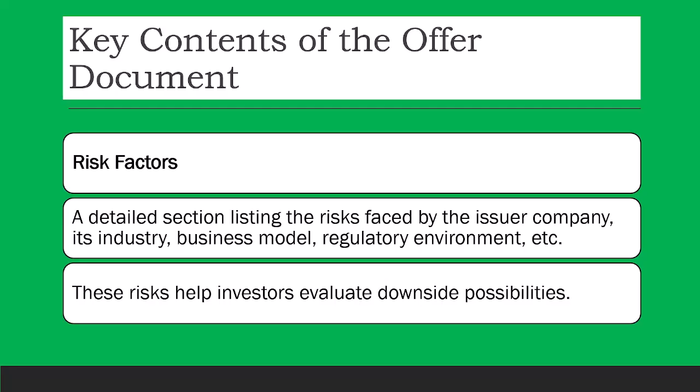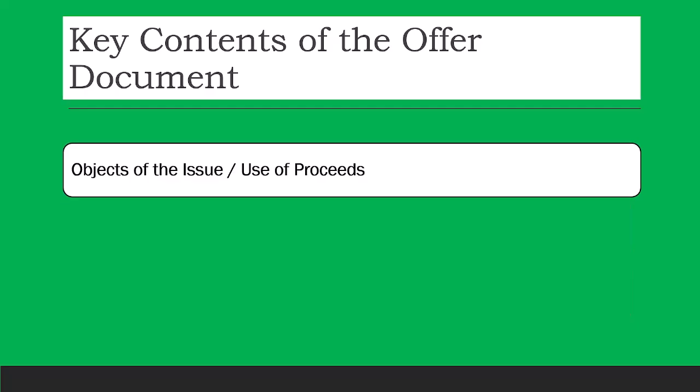Now, can you read further? Key contents of the offer document, risk factors: a detailed section listing the risks faced by the issuer company, its industry, business model, regulatory environment, etc. These risks help investors evaluate downside possibilities. So all the companies have to specify what the risk factors are associated with the industry, with the company, or with the regulatory environment. How can the regulatory environment impact their profitability? They have to mention all these risk factors so that the applicant who is applying knows what risks are involved in putting this money.